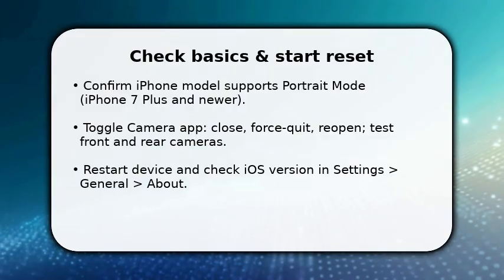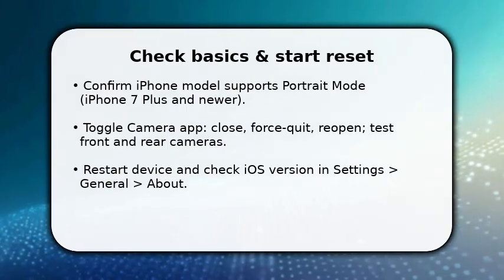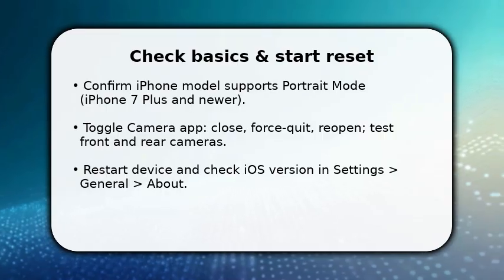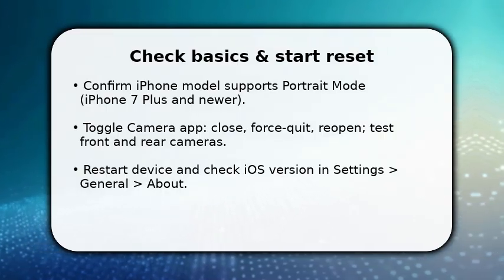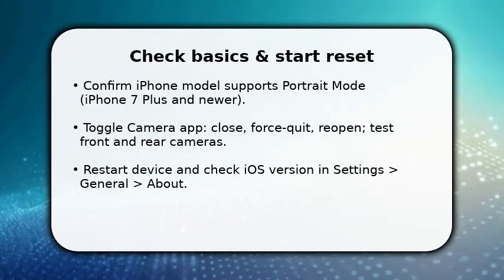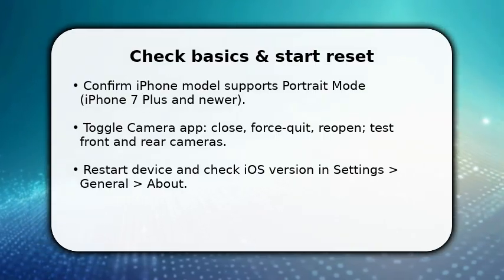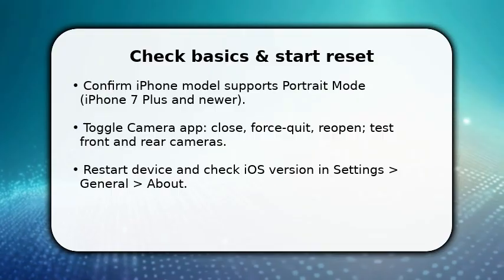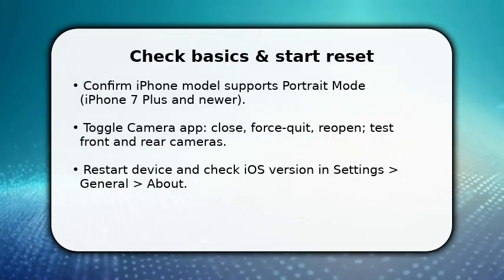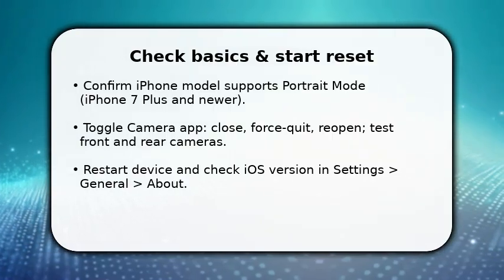You begin by confirming your iPhone actually supports portrait mode, models from iPhone 7 Plus onward. Once you know that, close the camera app fully and reopen it to rule out a temporary glitch. If portrait still fails, restart the phone to clear minor software hiccups and check Settings, General, About to make sure you're on a current iOS. These quick steps eliminate trivial causes so you can move into targeted fixes without wasting time.